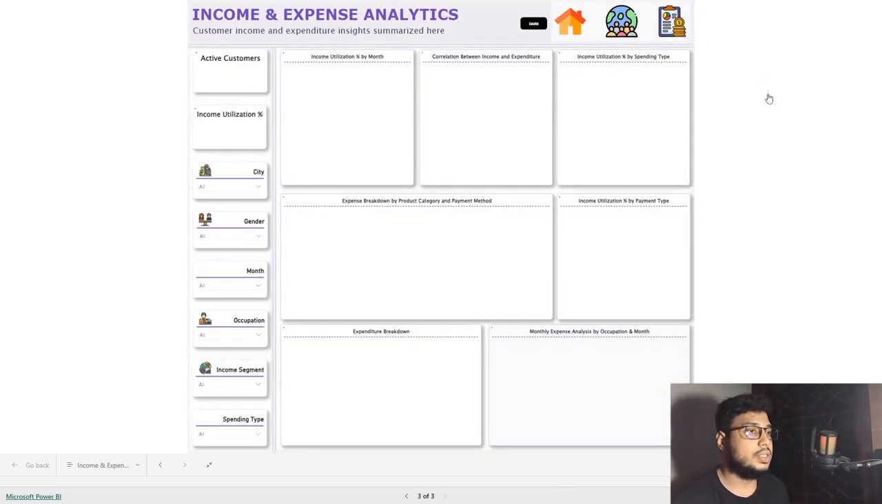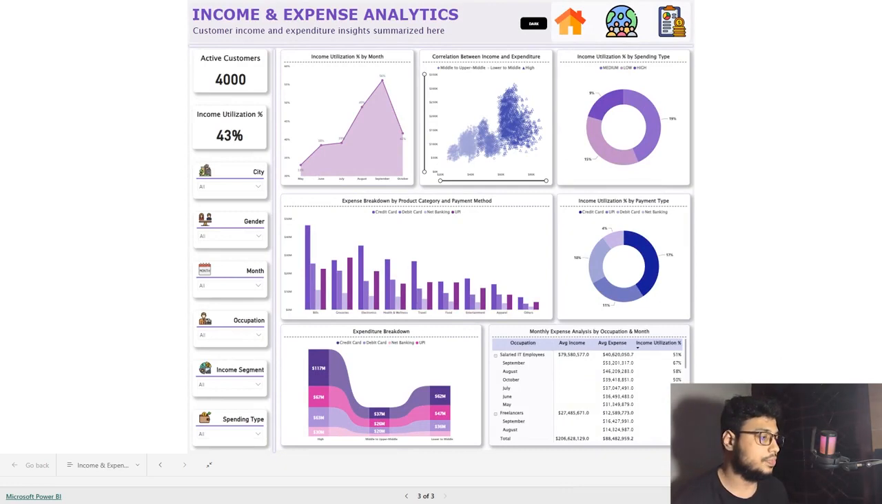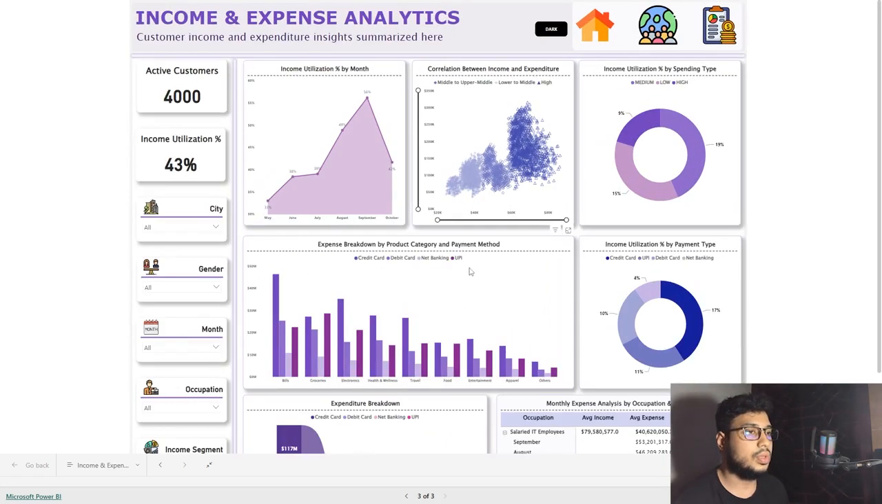If you go to the next page, that is income and expense analytics, we see that the income utilization of one customer on average is around 43%. So what is income utilization? Income utilization is average expense divided by average income. This means the percent utilization of income for each customer.